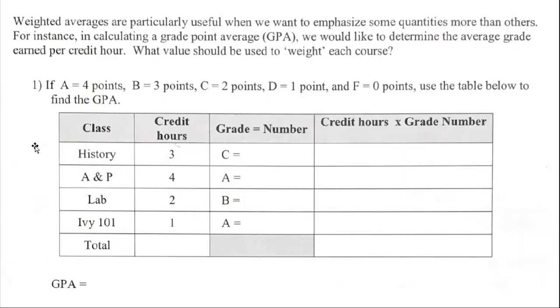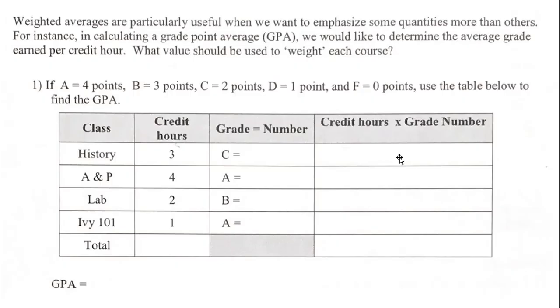As you know, each letter grade you get is given certain points. If you got an A, you got 4 points, B is 3 points, a C is 2 points, a D is 1 point, and F is 0 points. So you want to use the table below to find the GPA. Here is a sample. The important part about the GPA is the credit hours. The more credit hours you have for a particular class, the more weight it has. That plays a huge factor in your GPA.